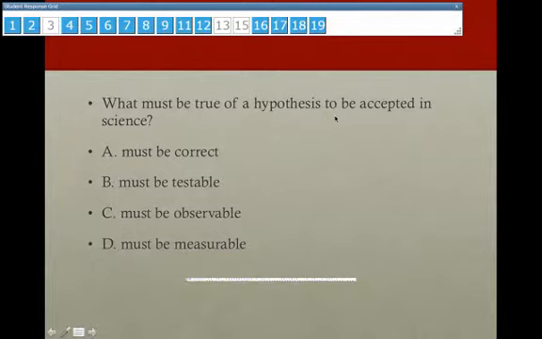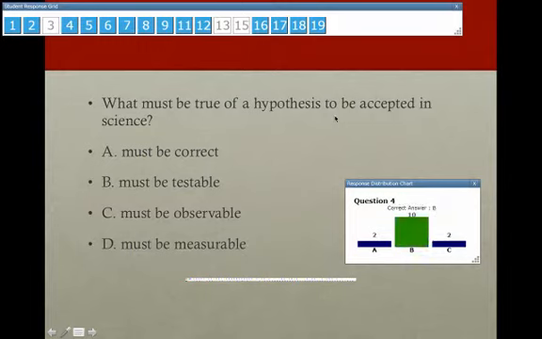I put A. I put it must be correct. No, it's B. It must be testable. You must be able to test it. Correct too. No, because it might be wrong. Your observations might show that it's wrong.